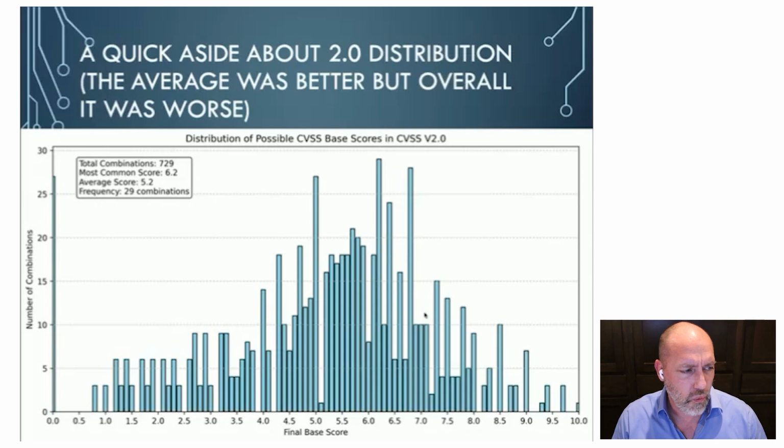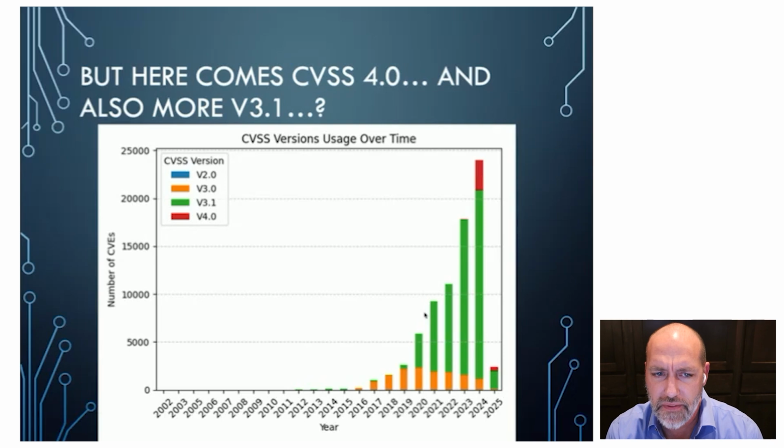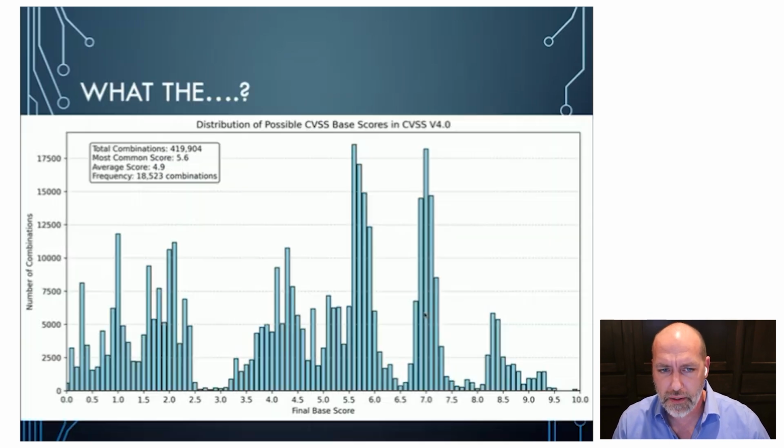So what about 4.0, which is the most recent one? I took a look at the population of all the different versions to see how common each one of them were. If you notice, CVSS version 4 is actually growing over time, except the weird part is we're still using V3, 3.1 and 3.0, which is odd. And I think what's happening there is there's probably some legacy calculators out there that people are still using. But anyway, 4.0 is coming on.